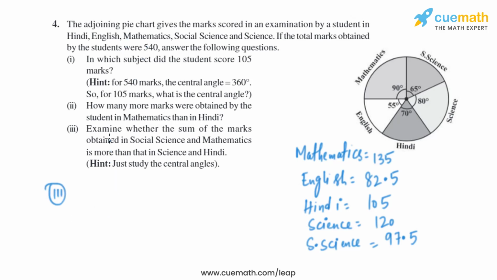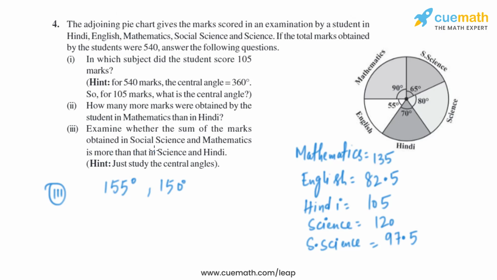Now let's have a look into the third part. It is given, examine whether the sum of the marks obtained in social science and mathematics is more than that in science and Hindi. Just study the central angles. So let's have a look into the central angle of social science and mathematics. If we look into the central angles of social science and mathematics, it is 90 degree and 65 degree, which is same as 155 degree. Now let's have a look into the central angle of science and Hindi. So that is 80 degree and that is 70 degree, which is 150 degrees.